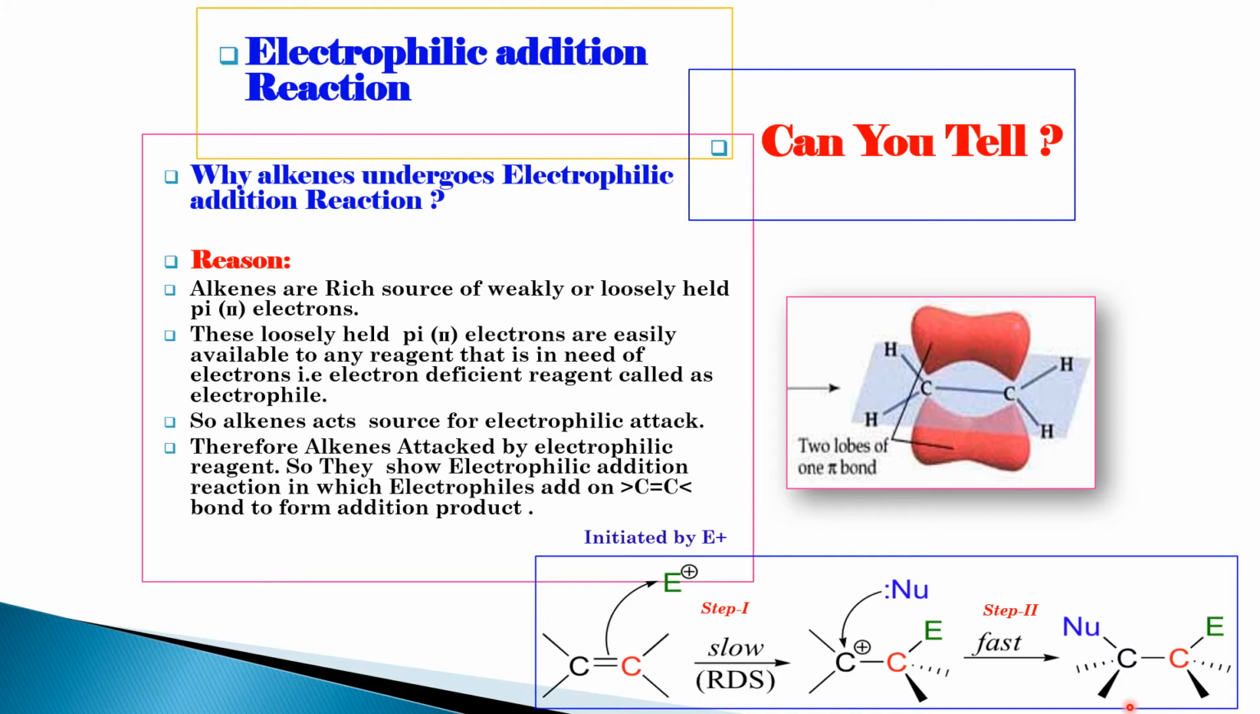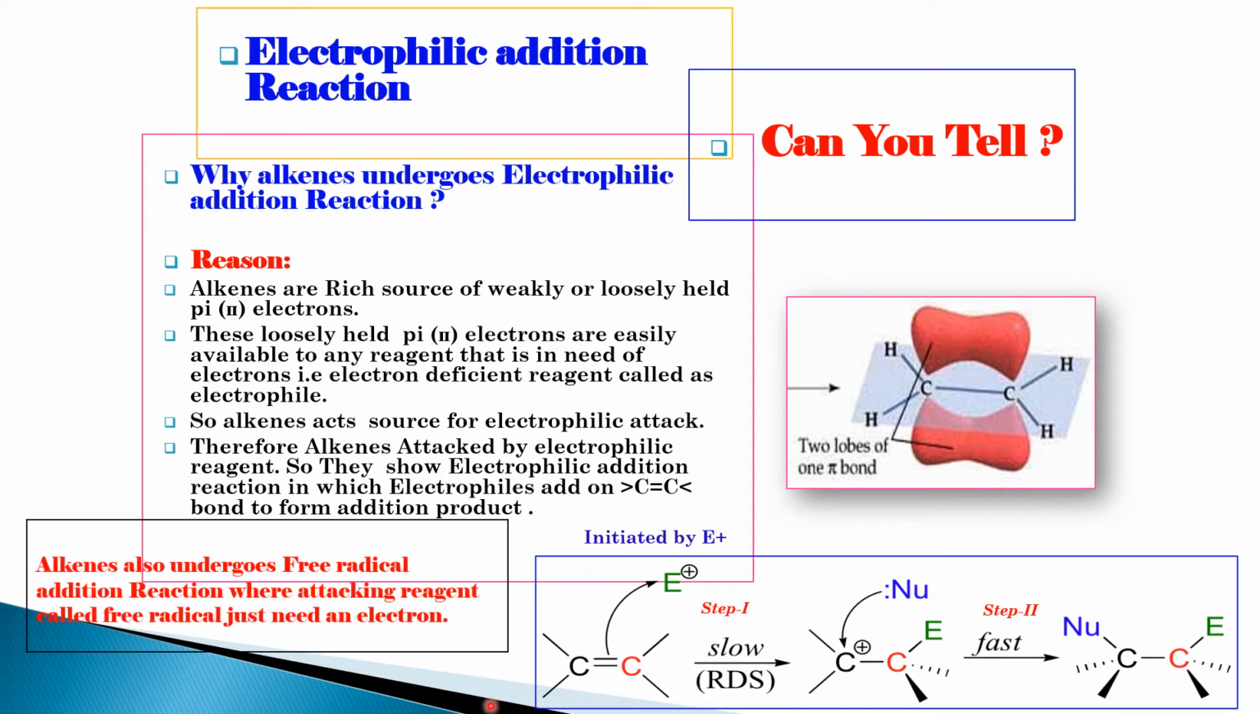So alkenes are attacked by electrophilic reagent, so they show electrophilic addition reaction in which electrophiles, here this is the electrophile, add on carbon-carbon double bond to form an addition product. Similar to electrophilic addition reaction, alkenes also undergo free radical addition reaction where the attacking reagent, called free radical, just needs an electron.